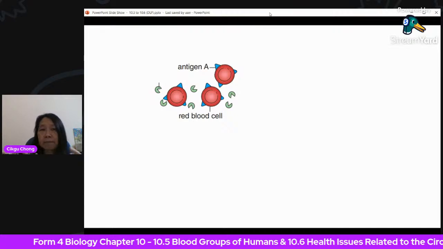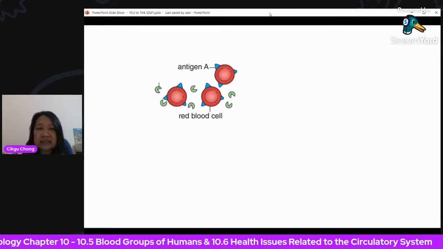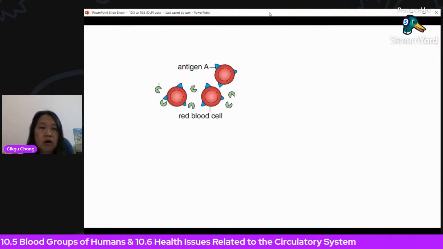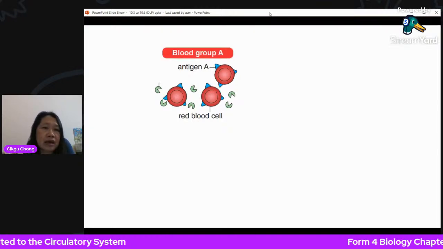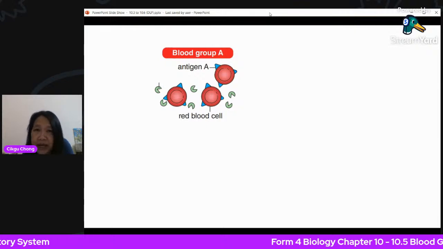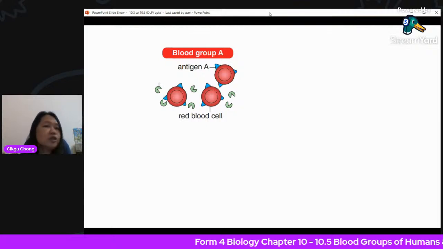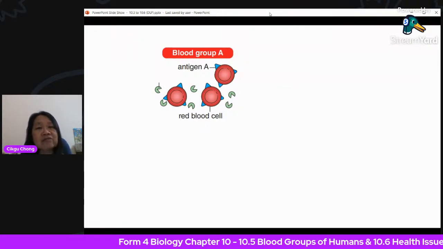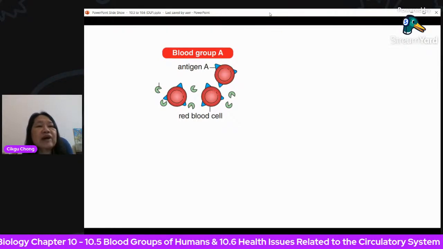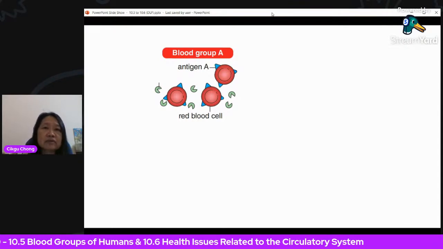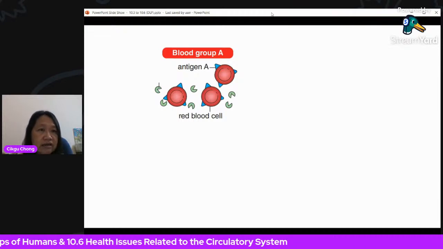So if this person has this type of antigen A on all of his red blood cells, this person is known to have A blood group, or blood group A. And then in humans, scientists have also found out there's another type of protein found on the surface of the red blood cell, which is different from antigen A.